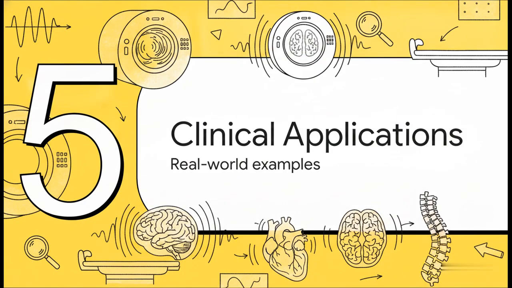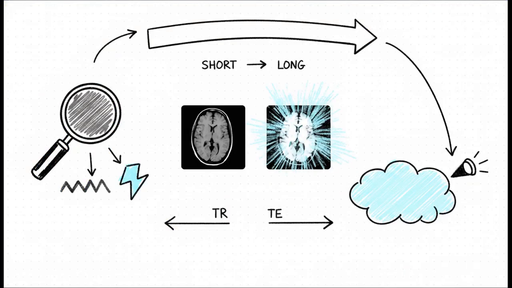Section 5. Real clinical applications. Let's see how radiographers actually use this. The crucial point here is comparing these two brain images. On the left, we have a short TR, short TE sequence, our T1 weighted image. Notice the fluid-filled spaces in the middle of the brain. The cerebral spinal fluid is dark. T1 is fantastic for looking at normal anatomical structures because fat is bright and fluid is dark.